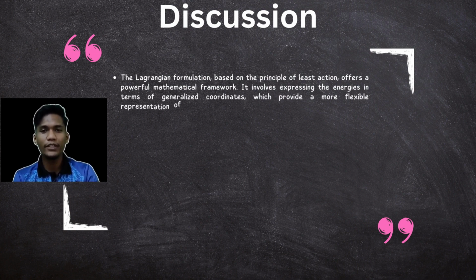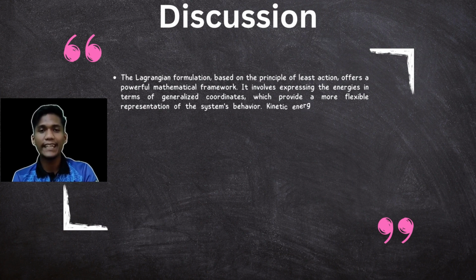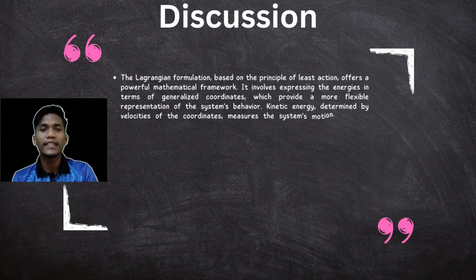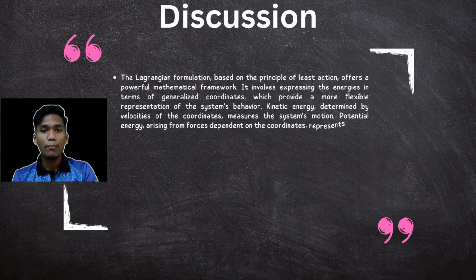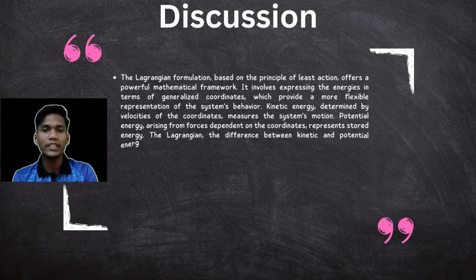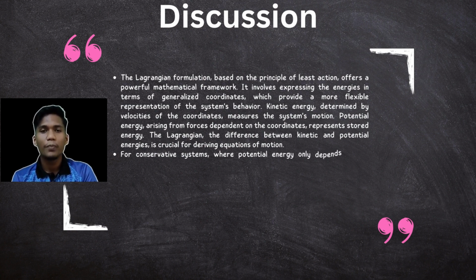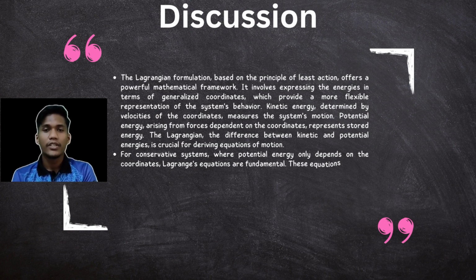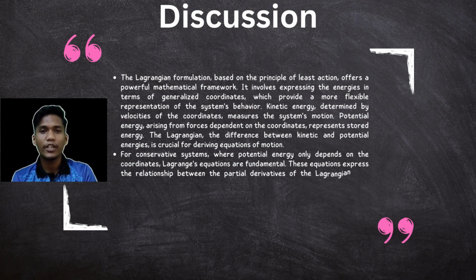The Lagrangian formulation, based on the principle of least action, offers a powerful mathematical framework. It involves expressing the energies in terms of generalized coordinates, which provide a more flexible representation of the system's behavior. Kinetic energy, determined by the velocities of the coordinates, measures the system's motion. Potential energy, arising from forces dependent on the coordinates, represents stored energy. The Lagrangian, the difference between kinetic and potential energies, is crucial for deriving the equations of motion.